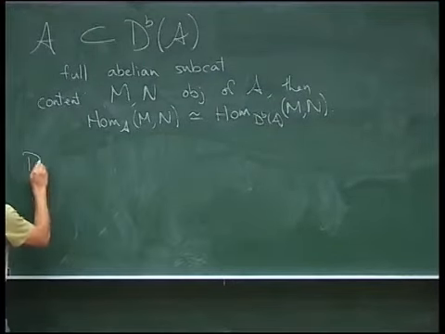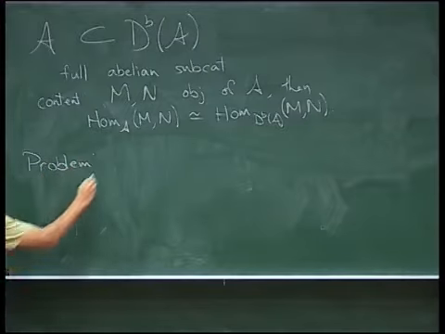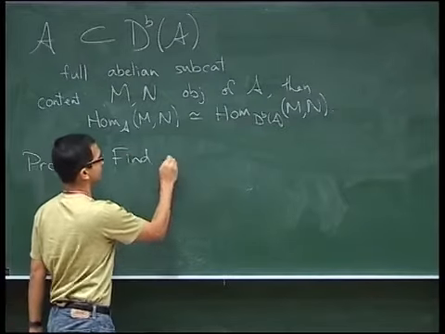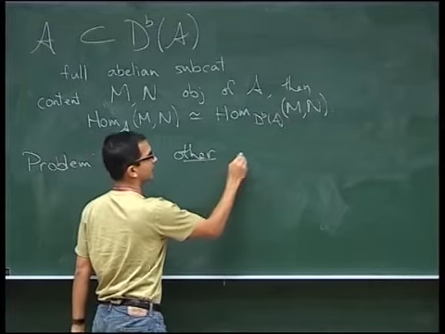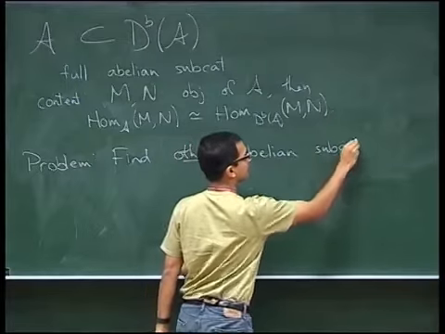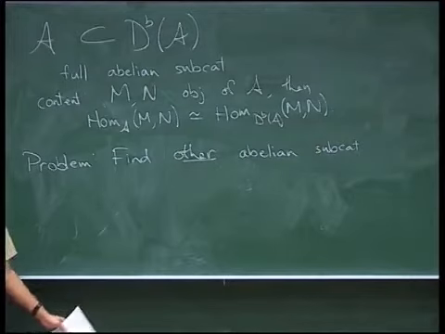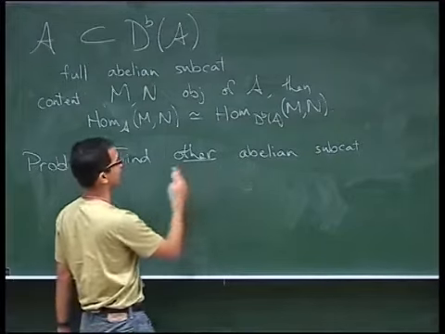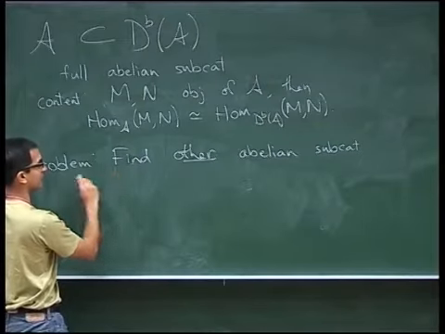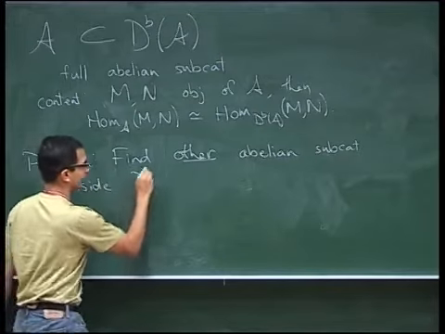But the main problem for today is to try to find other abelian subcategories inside the derived category. Well, the main example of this, so one of the words in the title, perverse sheaves, are going to turn out to be an example of this. They're going to be a non-trivial abelian subcategory inside some derived category.